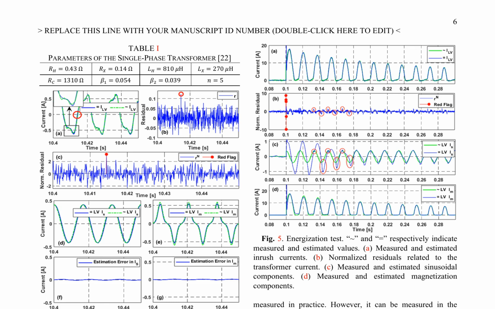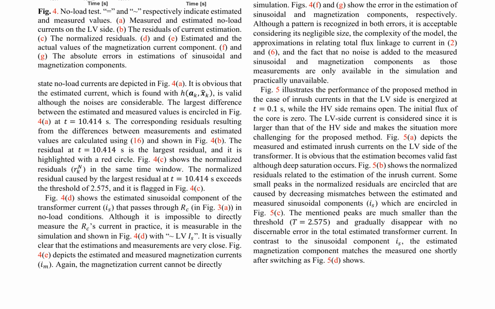The normalized residuals are presented in Fig. 4c, where the largest residual exceeds the threshold of 2.575. The estimated sinusoidal component of the transformer current, I_S, is shown in Fig. 4d, which matches the measured value closely. The estimated magnetization current, I_M, is presented in Fig. 4e, also showing a good match with the measured value. The errors in the estimation of sinusoidal and magnetization components are shown in Figs. 4f and 4g, respectively, with acceptable errors considering the complexity of the model and approximations.